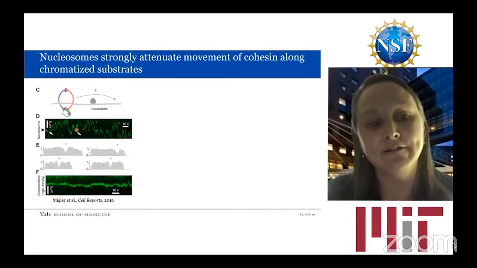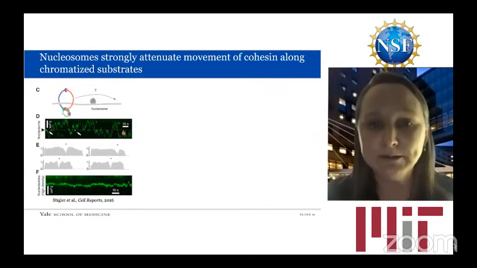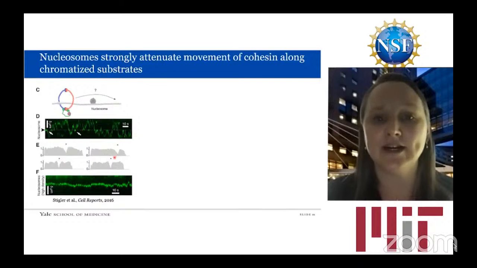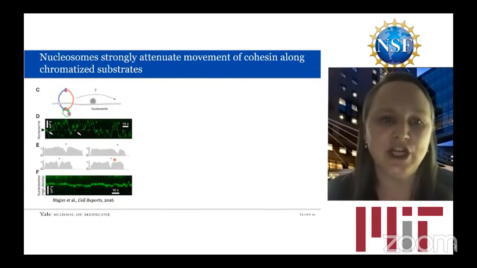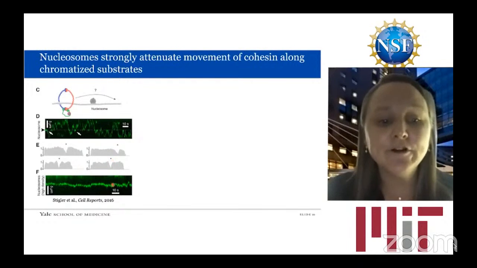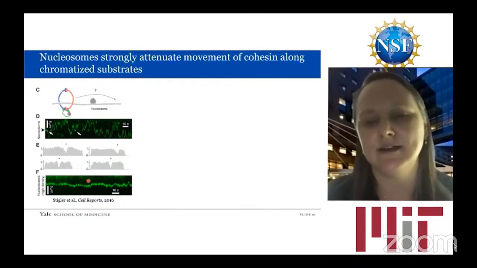So they can diffuse along the DNA in the absence of nucleosomes. But when single nucleosomes are inserted, which are shown with the asterisks in these plots, there's a depletion of the residence of cohesin at these positions. And indeed, on a fully chromatinized substrate, the cohesin is highly constrained.